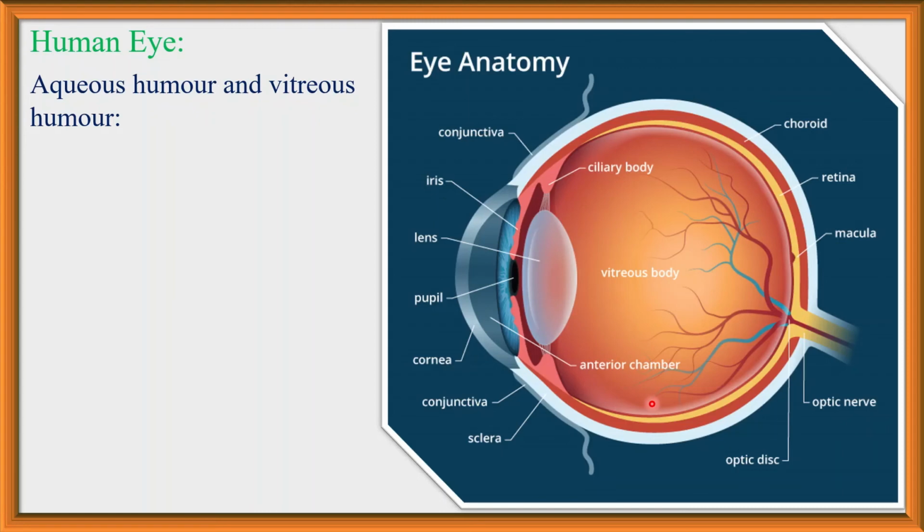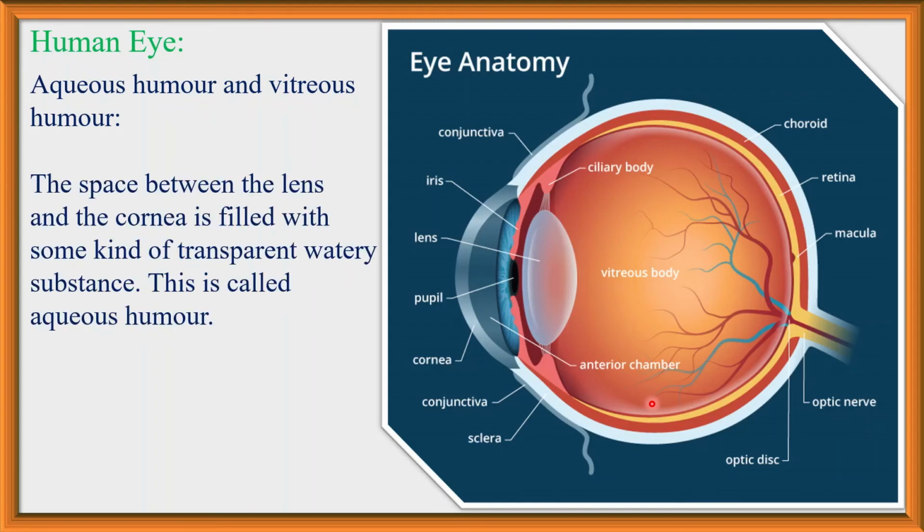Aqueous humor and vitreous humor. The space between the lens and the cornea is filled with some kind of transparent watery substance. This is called aqueous humor. That is, the space between lens and cornea is filled with some kind of transparent watery substance. This substance is known as aqueous humor.